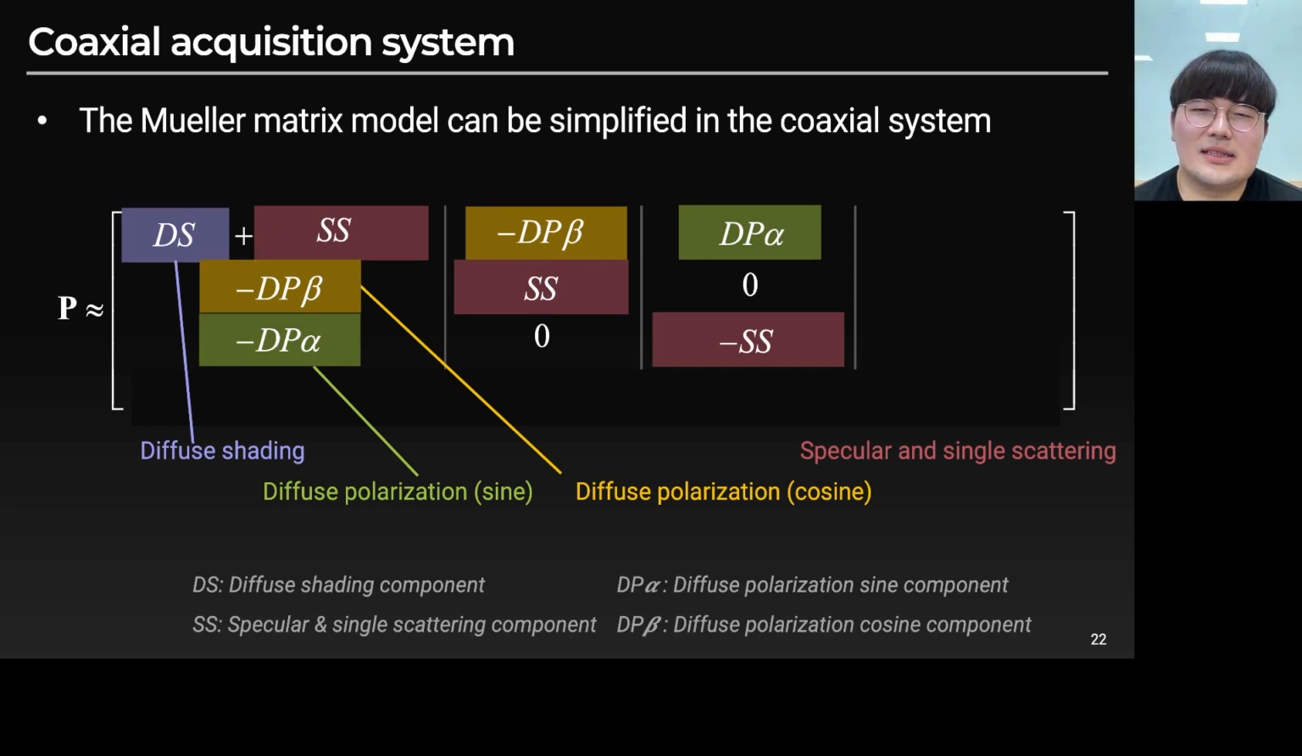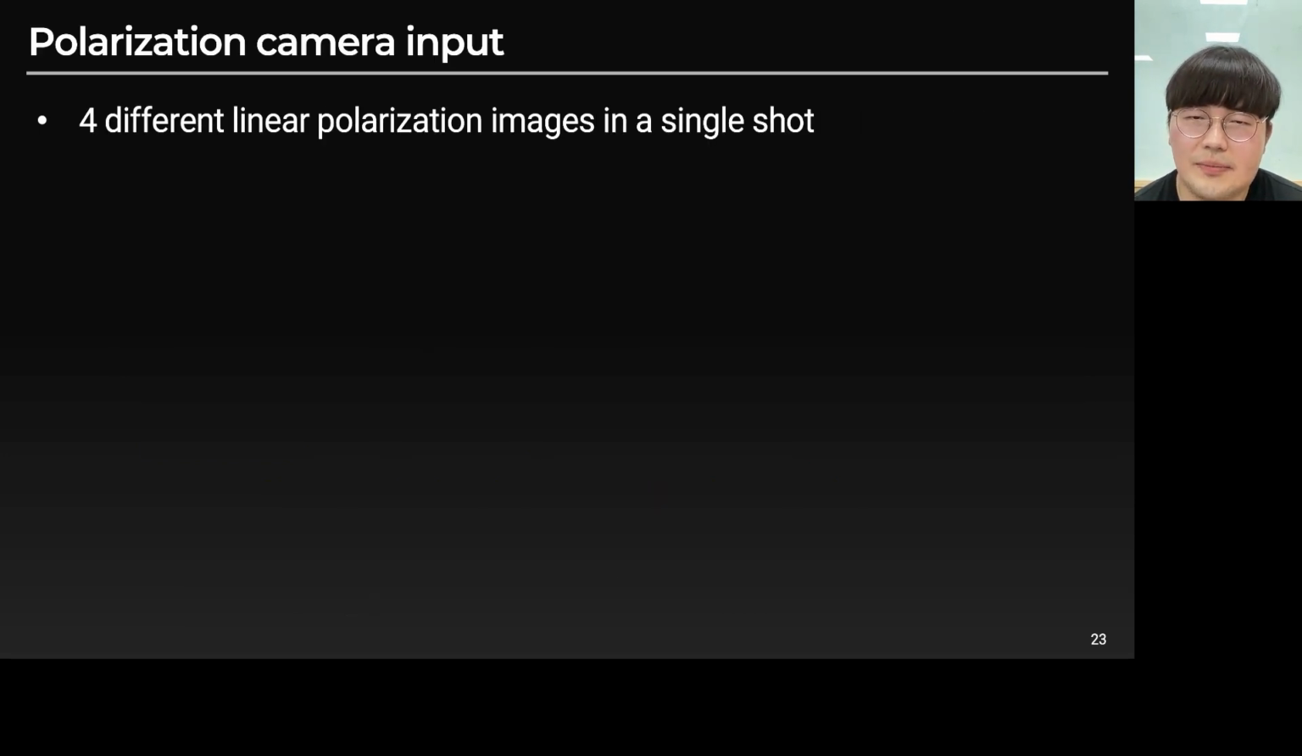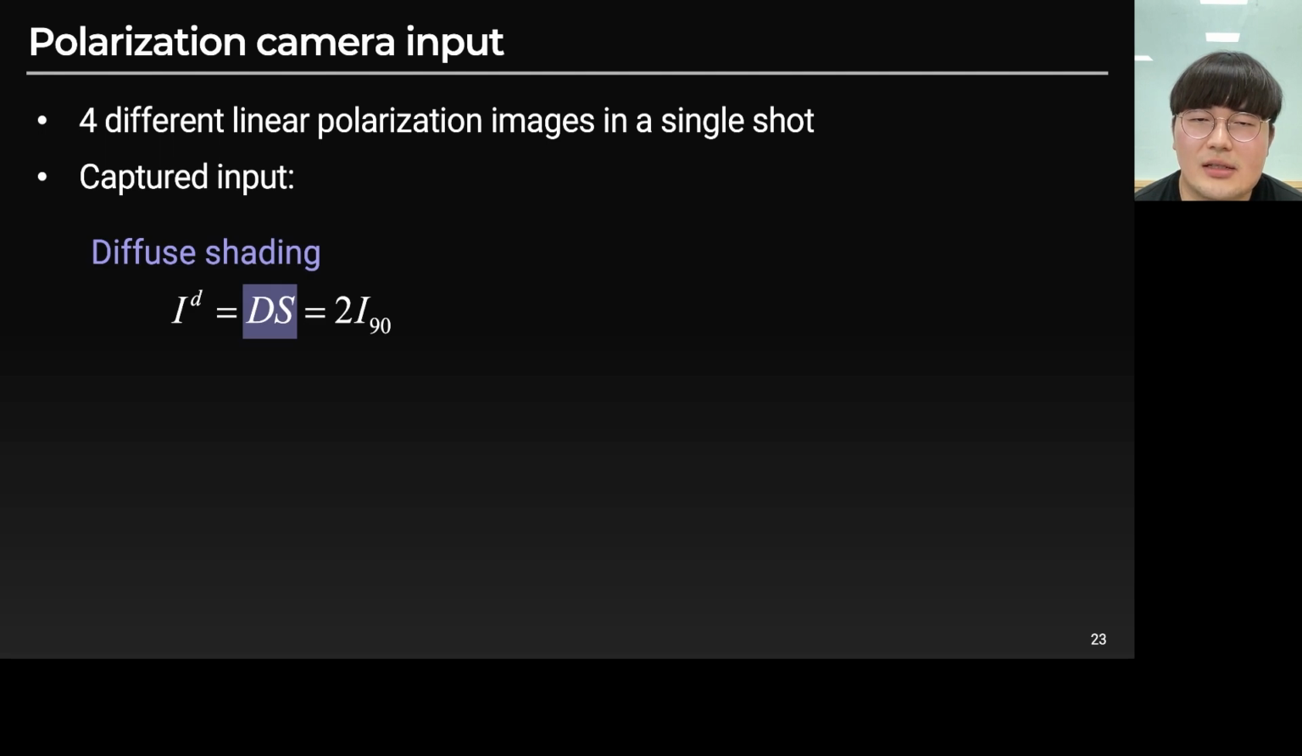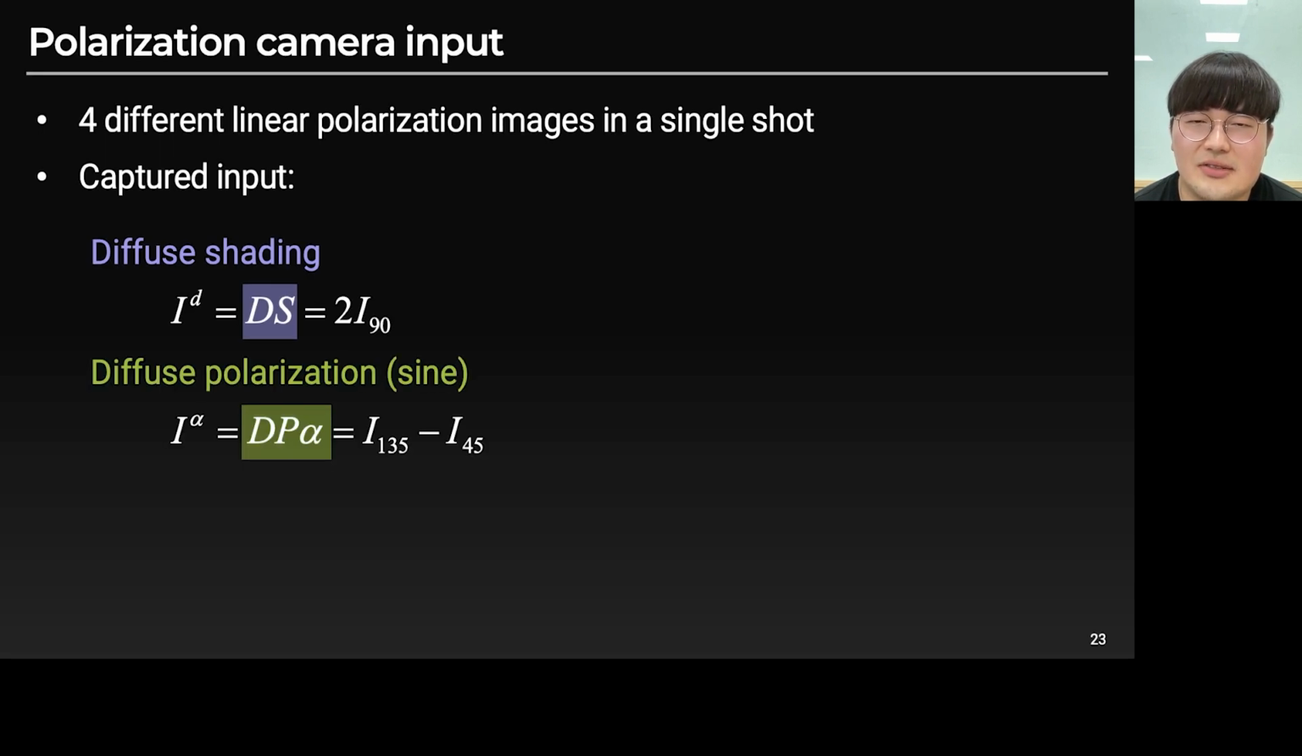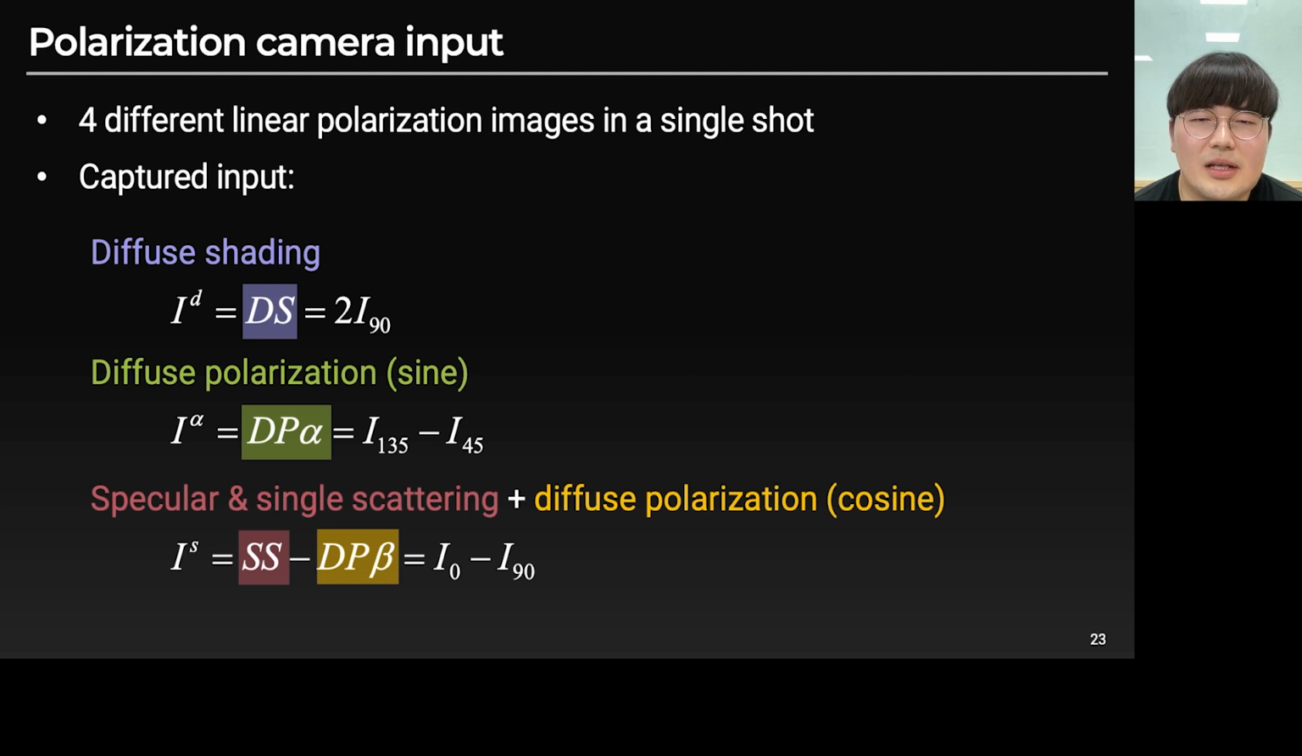Now let's denote these notations as abbreviations for simplicity. As we employ a polarization camera as input, it captures linear polarization state at 4 different angles. Our captured input includes diffuse shading, the sine component of diffuse polarization, and the mixture of specular and single scattering with cosine components of diffuse polarization.